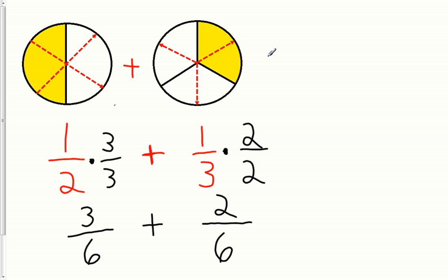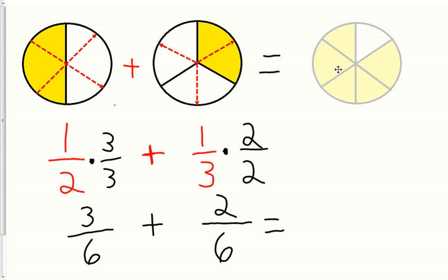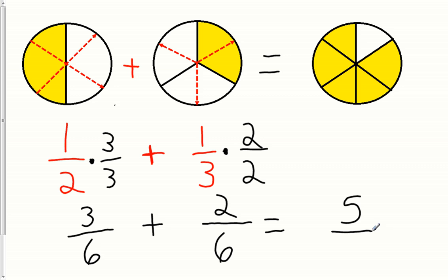And now I can figure out how to add these, because now I see that I have 3/6 of a pie here, 2/6 of a pie here. So if I take these 3 pieces of pie plus these 2 pieces of pie, in total I will have 5 pieces of pie. One, two, three, four, 5 pieces of pie out of a total of 6 pieces of pie. So the answer, 3/6 plus 2/6 is 5/6.